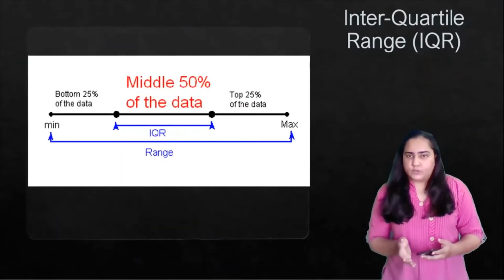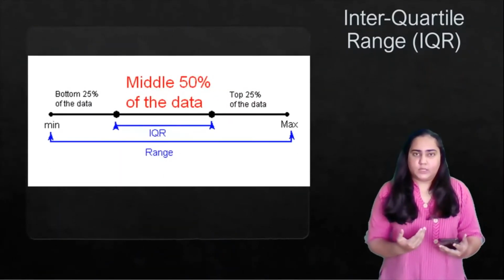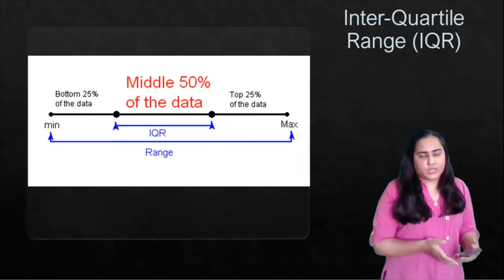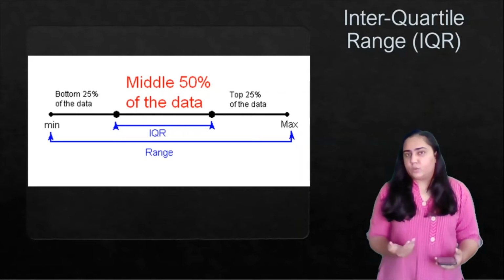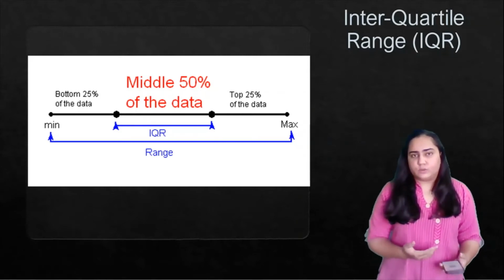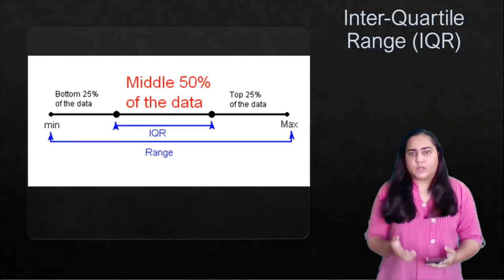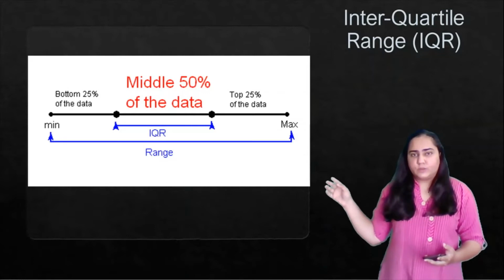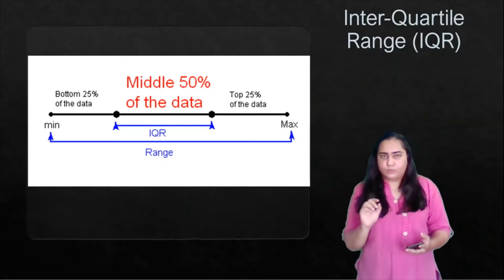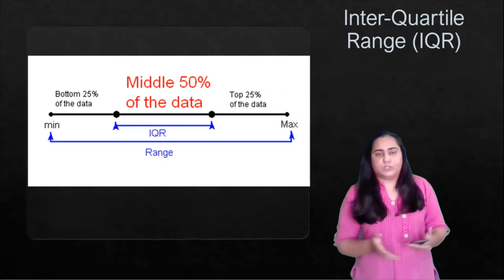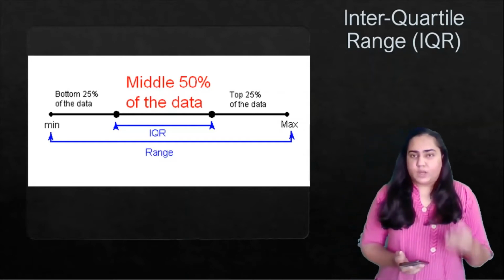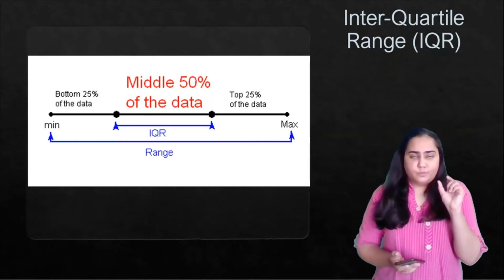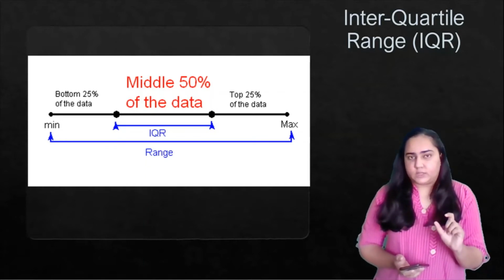Now, just like range, we have something that works in the same manner, but it is slightly different from range, and it is known as the interquartile range, which is also known as IQR. In this diagram here, you can see the position where it is written IQR, the blue lines which are shown. So IQR is nothing but the range of the middlemost 50% of the data.